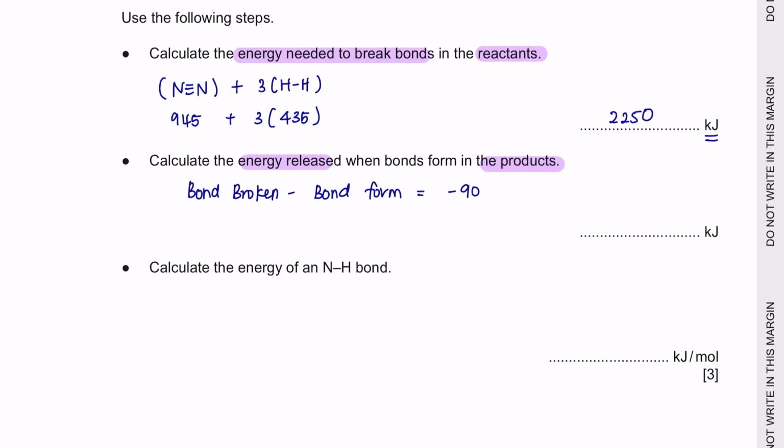So the bond broken here is 2250 minus the energy released when bonds form, we'll make it as X, equals negative 90. So let's just rearrange this and you will get 2340 kilojoules.